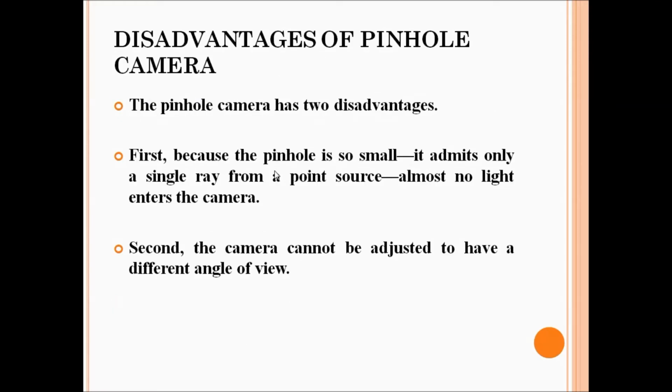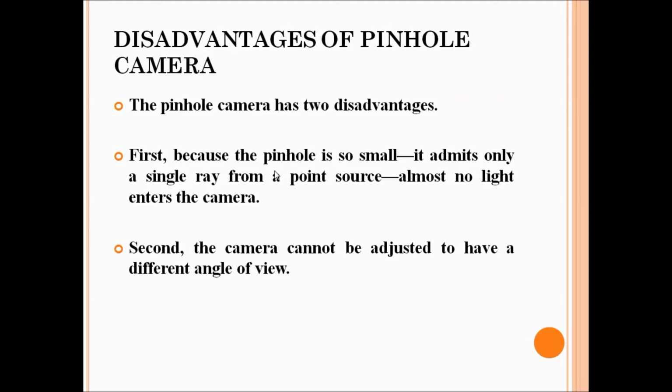That is an important characteristic. Next, the main disadvantages of a pinhole camera. Actually, there are two disadvantages. First, you know that the pinhole is so small in a camera that only a single ray of light can pass through, so almost no light enters the camera. You can ask, what is the disadvantage here? If the light is less, the quality of the image is also less. That is a disadvantage. Second, the camera cannot be adjusted to have a different angle of view. Your angle of view is fixed.